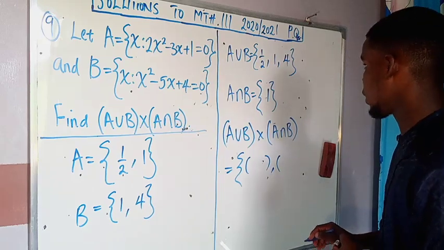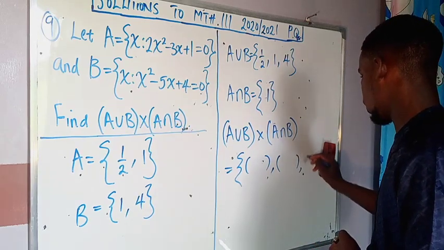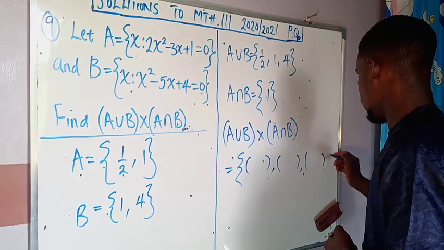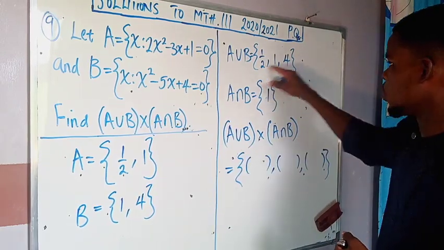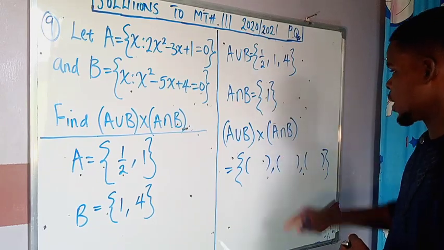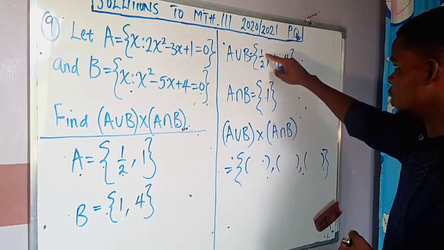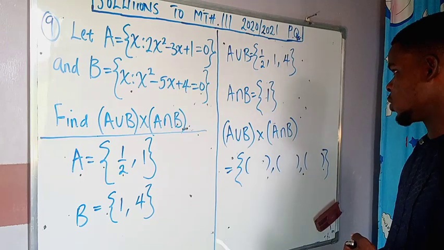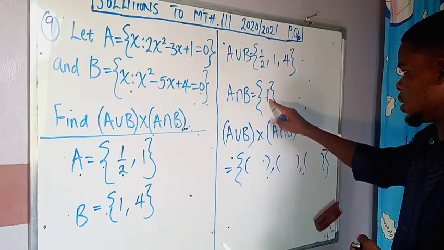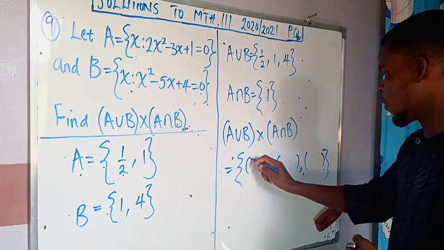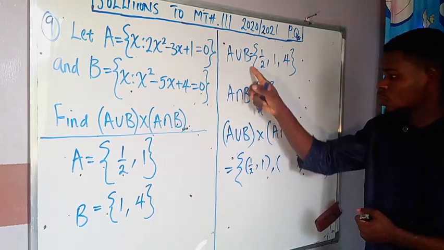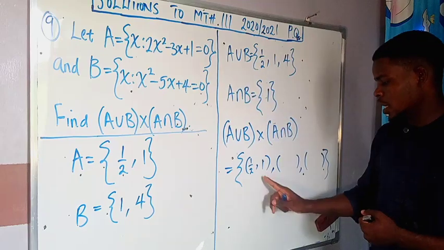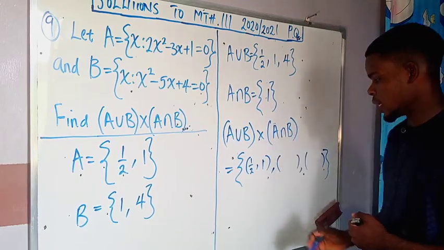So let me see. Okay, I think we'll need up to 3, and you will see why. So this is how we are going to do it. You notice this is A union B, this is A intersection B, right? We'll take the first element and pair it with the first element in this set. So it's going to be (1/2, 1). That is an ordered pair where the 1/2 belongs to the first set, A union B, and the 1 belongs to the second set, which is A intersection B.